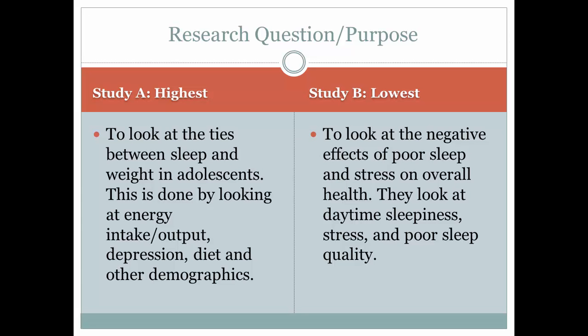The purpose of Study A is to look at the ties between sleep and weight in adolescents. This is done by looking at energy intake and output, depression, diet, and other demographics. The purpose of Study B is to look at the negative effects of poor sleep and stress on overall health. They look at daytime sleepiness, stress, and poor sleep quality.